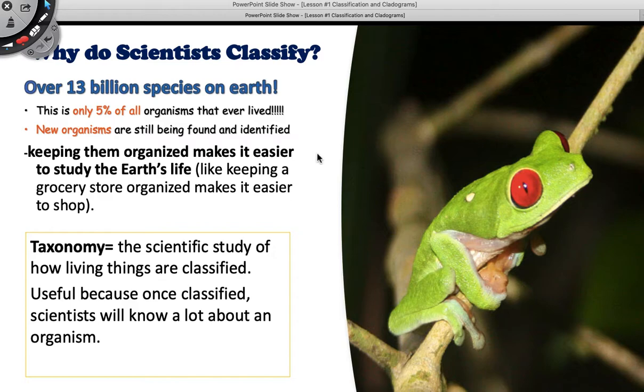And when you understand a little more about their classification, it also makes all these species that are being discovered every day a lot easier to study if you are able to classify them in a particular way. Taxonomy is the scientific study of how living things are classified. Once an organism is classified, we know a little more about that organism and its evolutionary history.